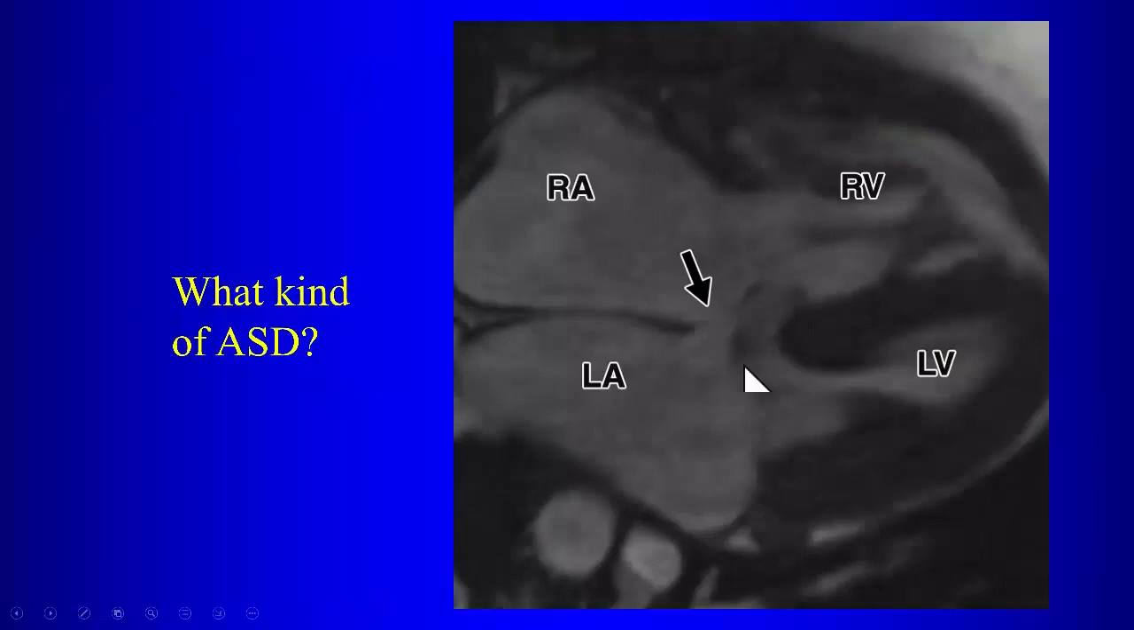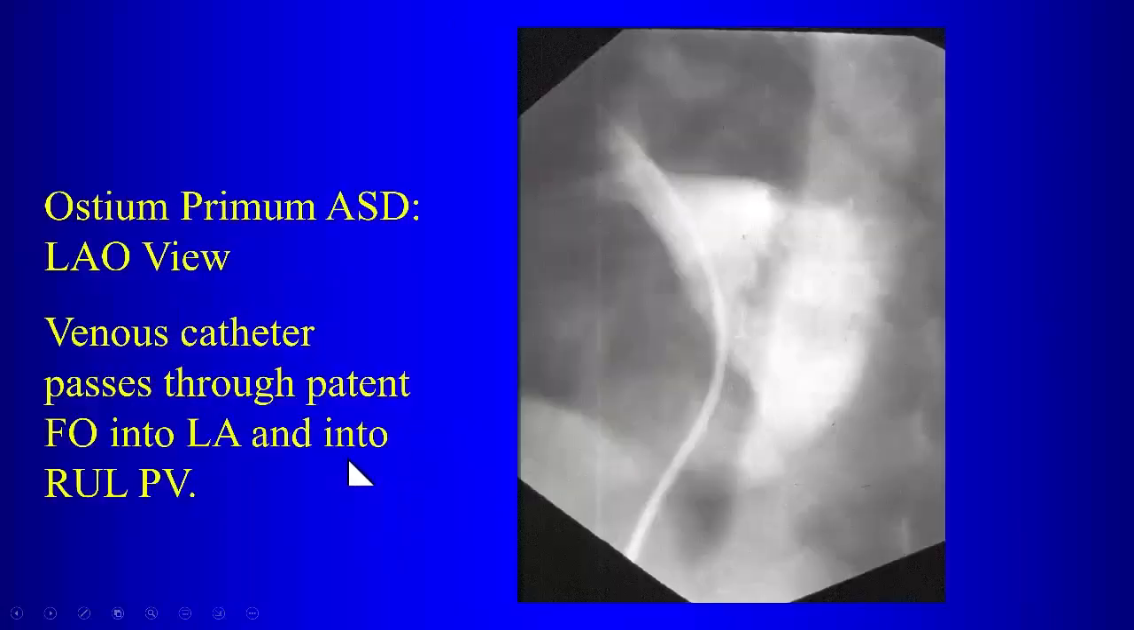What kind of ASD is this? Endocardial. Yeah, so that can be associated with endocardial cushion defects, right? So that's an ostium primum atrial septal defect. Again, here this catheter is going through a PFO into the pulmonary vein, and then the contrast is coming down, and now you can see it going across this ostium primum atrial septal defect. Okay.